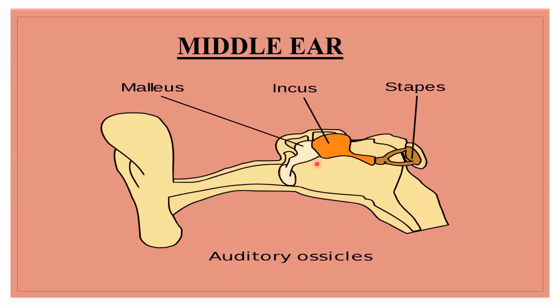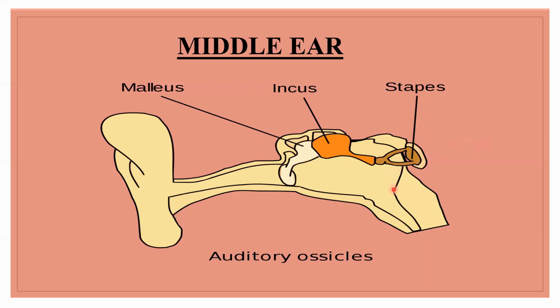The malleus is attached with the eardrum, then comes the incus, and finally the stapes. This is the smallest bone of our body. The stapes is connected with a membrane called the oval window. The oval window separates the middle ear from the inner ear.